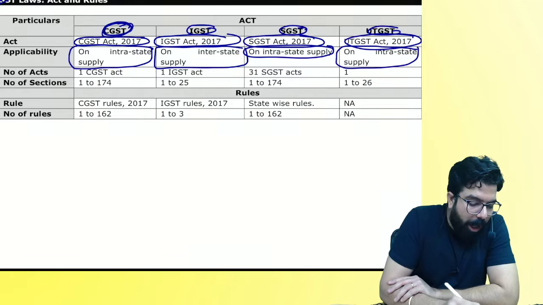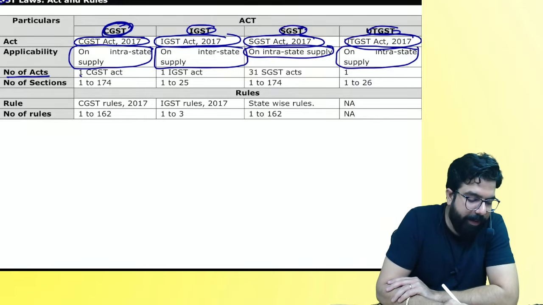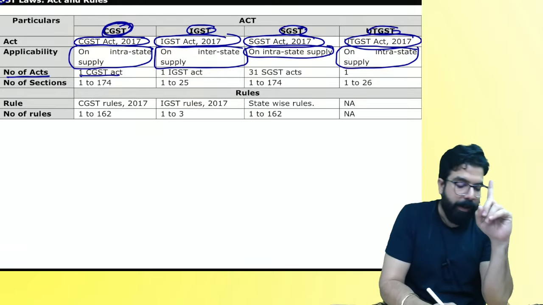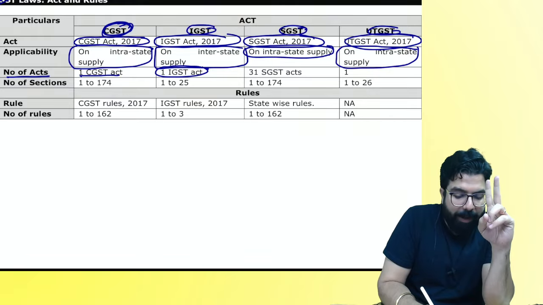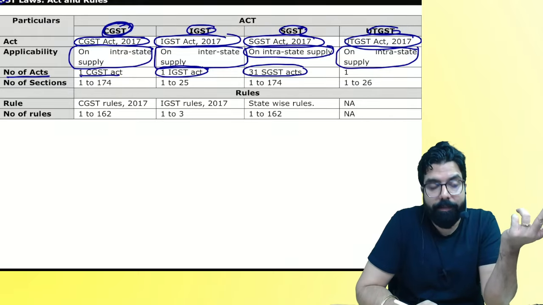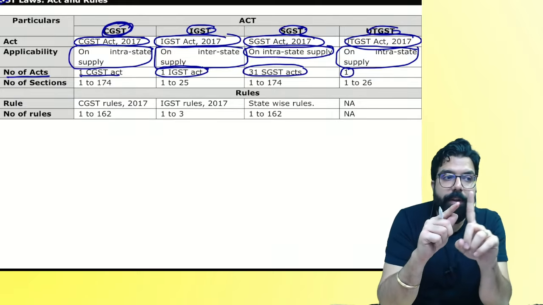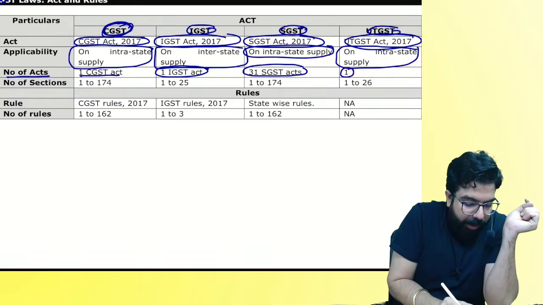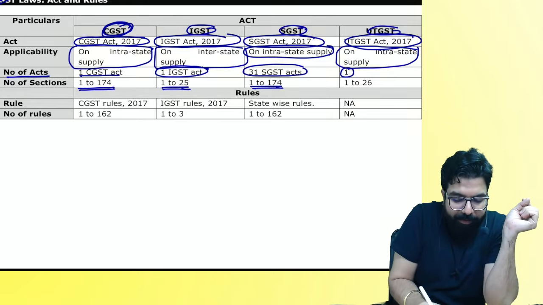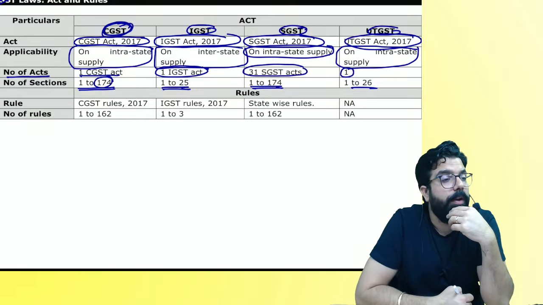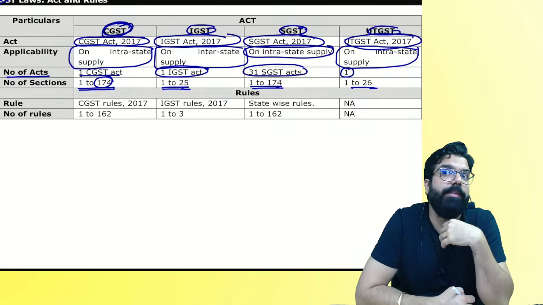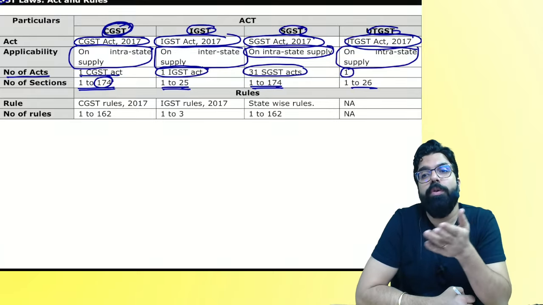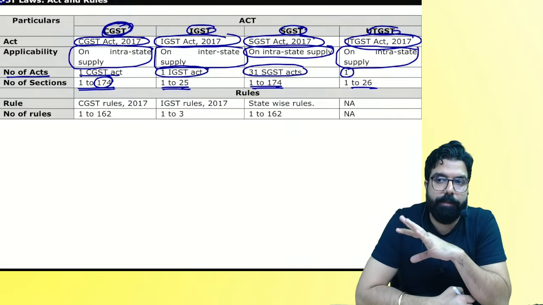Next, how many acts are there? Across India, when GST is collected, how many CGST Acts are there? One. IGST? One. How many SGST Acts? As many as the number of states. UTGST, one Act made by the central government, applicable for all the UTs. Now, the number of sections: you don't have to remember the section number, but I'm telling you how many sections there are. 174, but you learn only up to approximately section number 52, 1 to 52. The remaining sections are not for you. Are we clear, everyone?